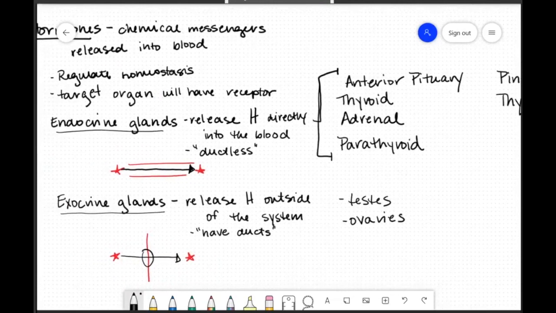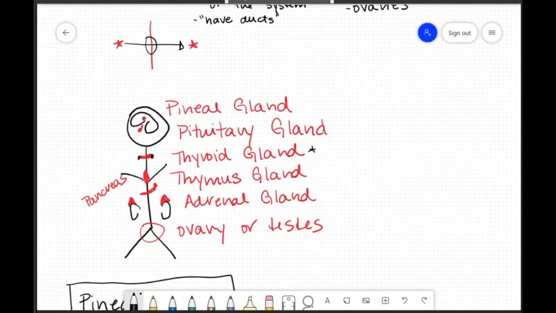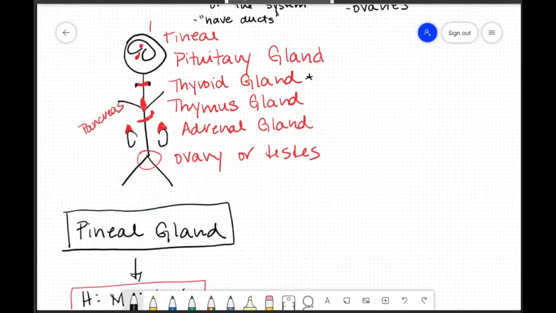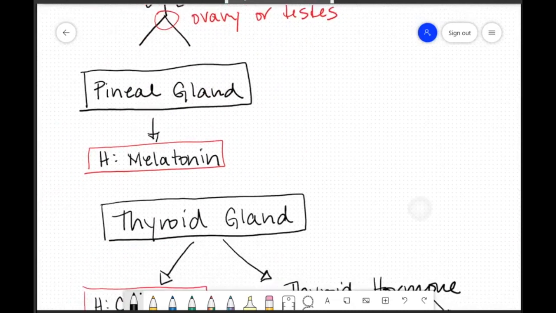Then you're going to have some exocrine glands. This will release a hormone outside of the body, testes and ovaries. And we also talked about how the pancreas was both. It could be an endocrine and an exocrine gland. We talked about where those are found in the body, a general overview, and then we broke down each of those endocrine organs and the specific hormone that is released from them.